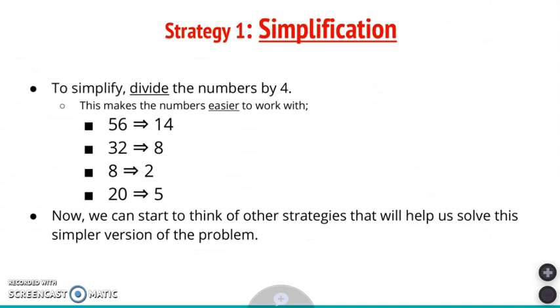For this particular question, the first strategy that made sense was to change the problem. The original numbers were too high to work with. Therefore, we decided that dividing the numbers by 4 would make the numbers easier to work with.